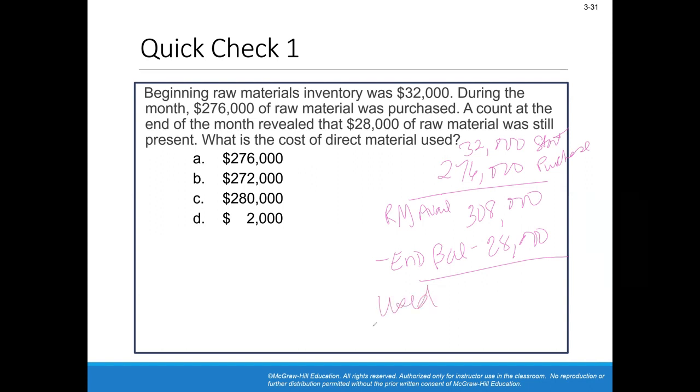What did I pull out of direct materials and move over into that work in process? I need to know that number. How do I get that? I take the difference. 308 minus the 28,000, that's 280. So the answer is going to be C.